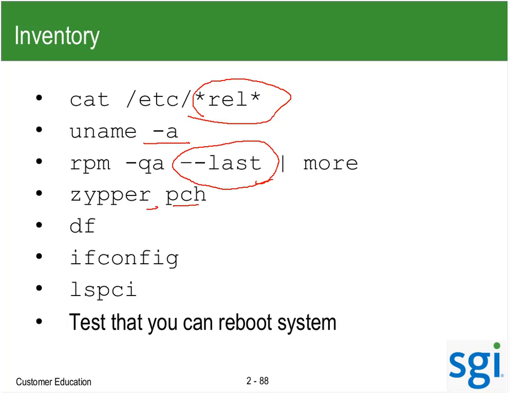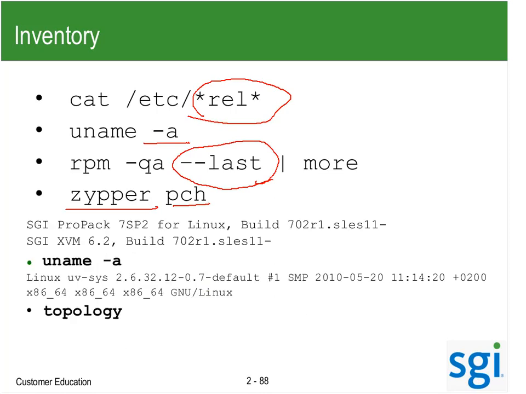I want to do df to see what file systems I've got mounted. I want to check my networks. I want to check my PCI devices. And again, check that I can reboot.